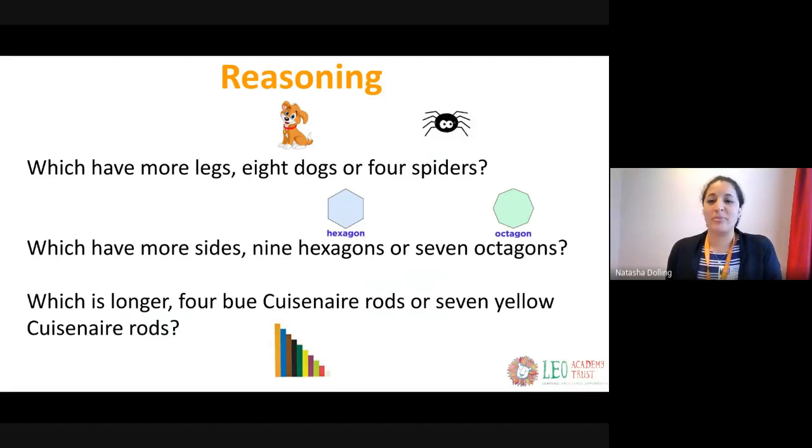It might look like a word problem, and it is essentially, but it's also times table facts: 8 times 4 or 4 times 8. Which one has more, which one's less, or in this case equal to? Which have more sides, 9 hexagons or 7 octagons? Which is longer, 4 blue Cuisenaire rods or 7 yellow Cuisenaire rods?